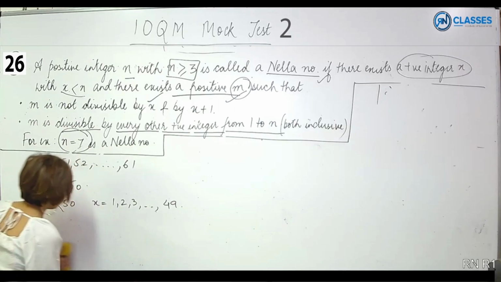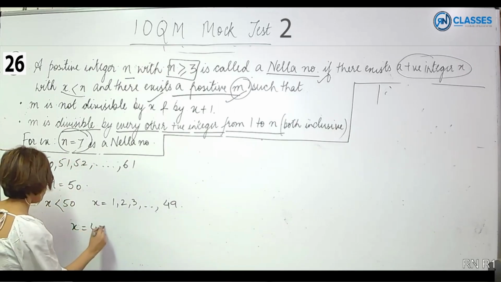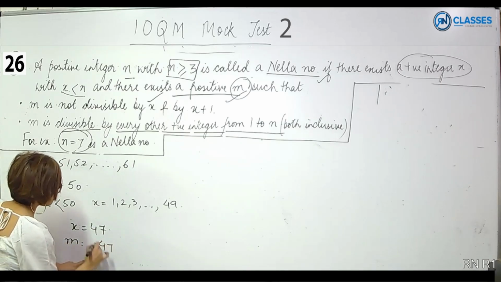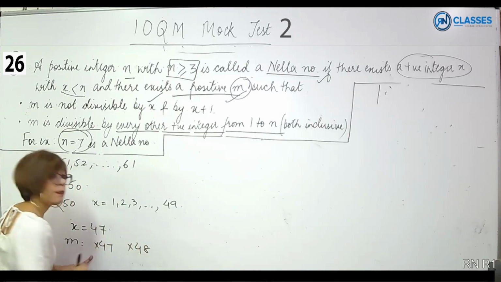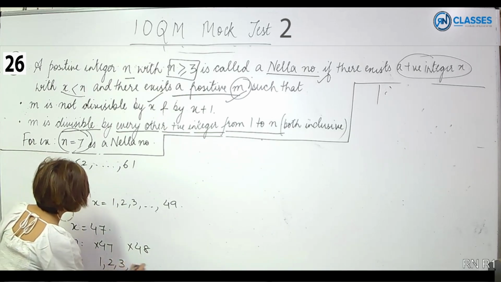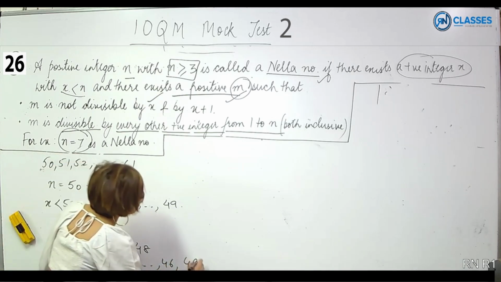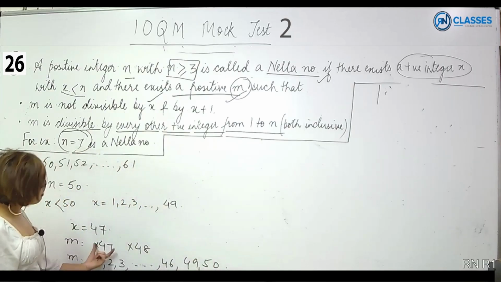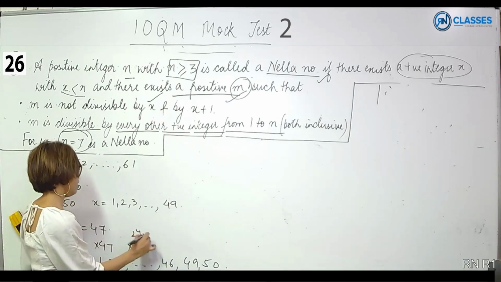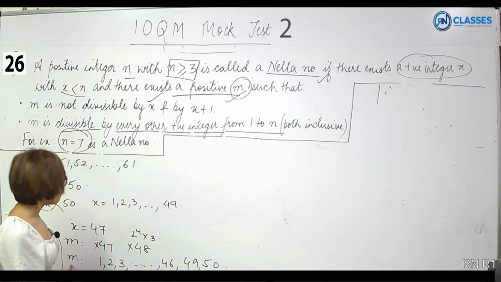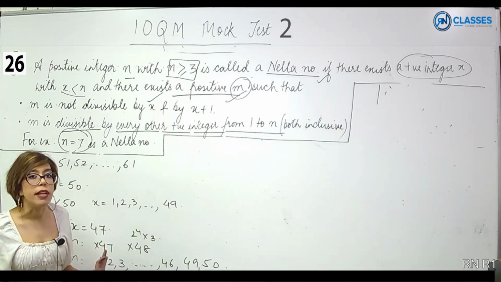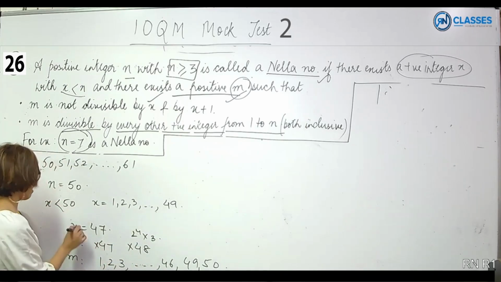So let me take x equal to 47. I need to find m which is not divisible by 47 and not divisible by 48, but it should be divisible by every other number. So it should be divisible by 1, 2, 3, until 46, 49, and 50. This is absolutely fine, 47 is a prime number. Now 48 is nothing but 2 raised to 4 into 3, that is 16 into 3. Obviously m would be divisible by 16 and m would be divisible by 3. That means m would be divisible by 48. So there is a contradiction. I cannot have x equal to 47.